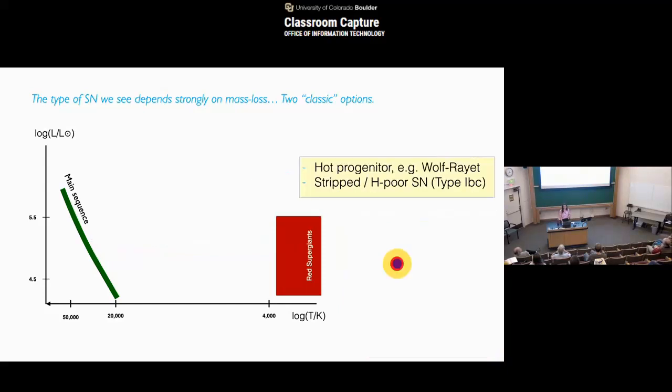For stars that are higher mass, they may never have a red supergiant phase because their mass loss rates during the main sequence are so strong. This will mean that the star never gets over to the cool part of the HR diagram, and you'll see a hydrogen-poor type supernova with no envelope. The star has no envelope at the point of collapse.